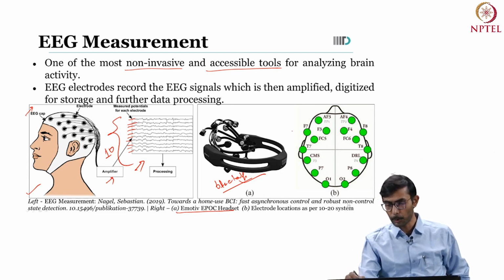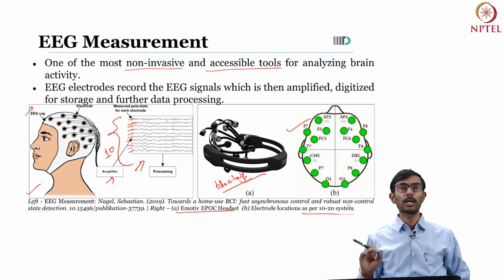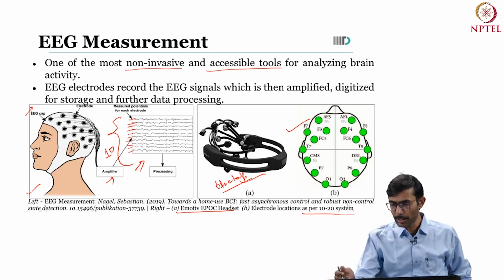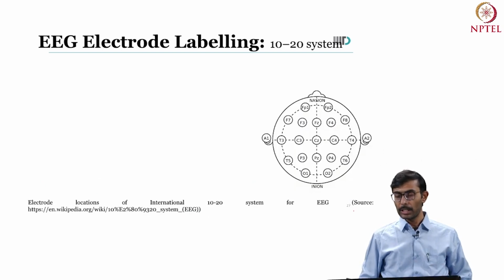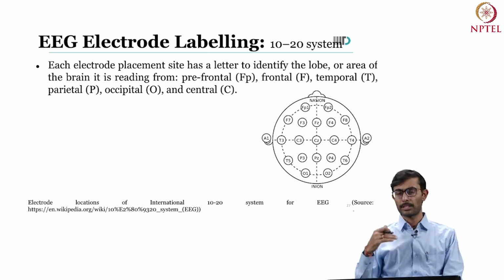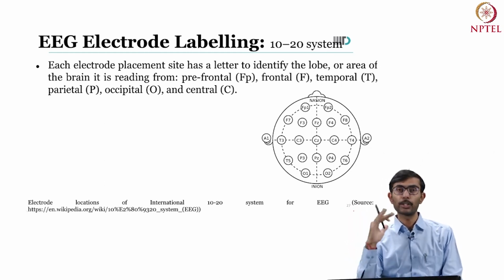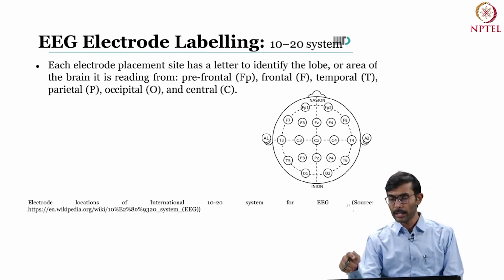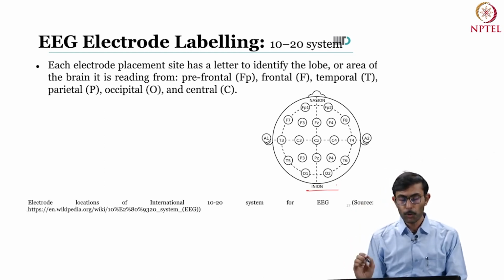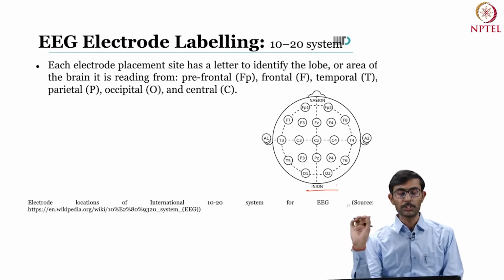All the 14 electrodes are depicted on this particular diagram. These are the locations of the electrodes of the Emotiv Epoc as per the 10-20 international labeling system. So in order to understand this, let us try to understand what the electrode labeling 10-20 system is. This 10-20 international system is used to label the placement of the electrodes in a uniform fashion. As you can see on this diagram, it shows the electrode locations of the international 10-20 system for EEG data.